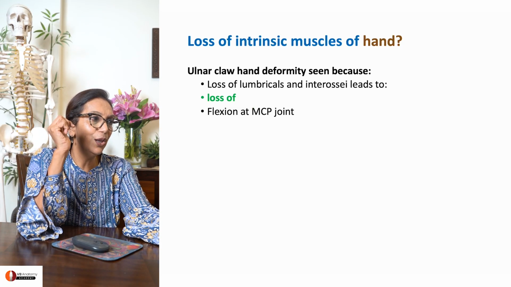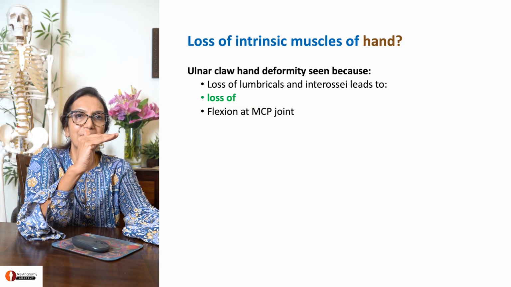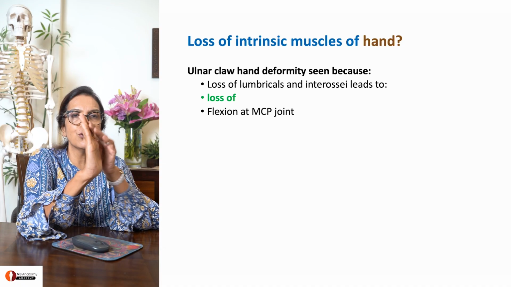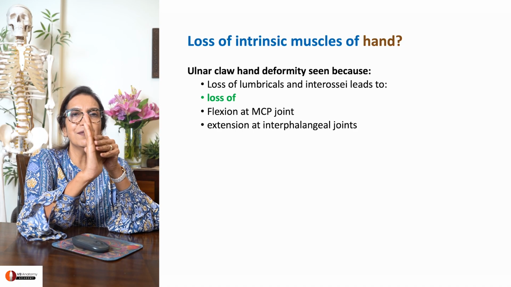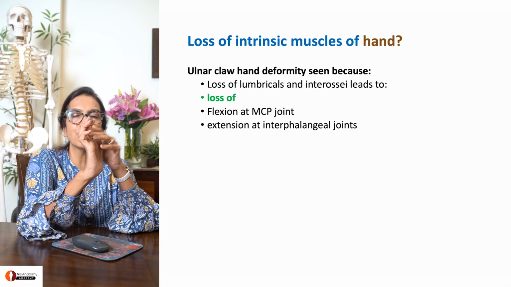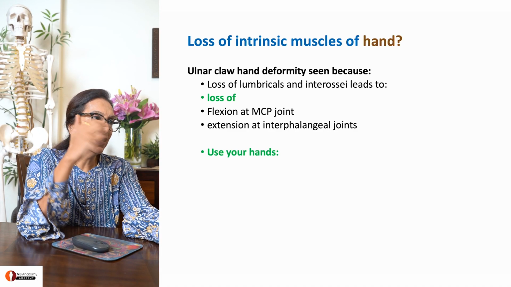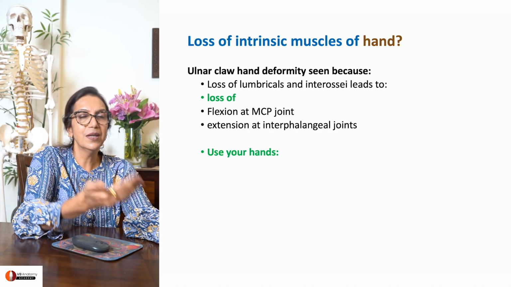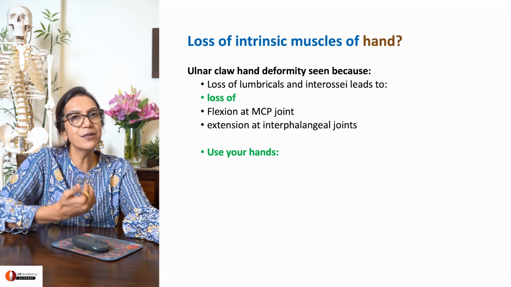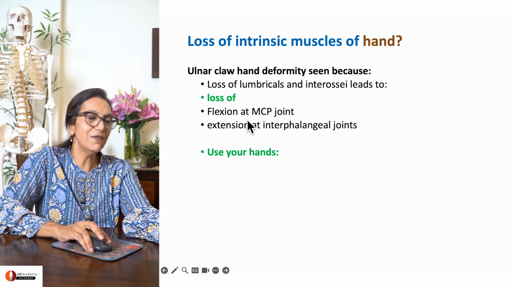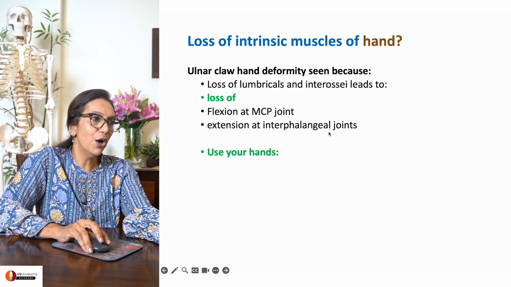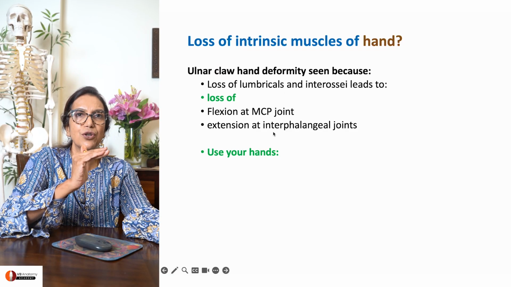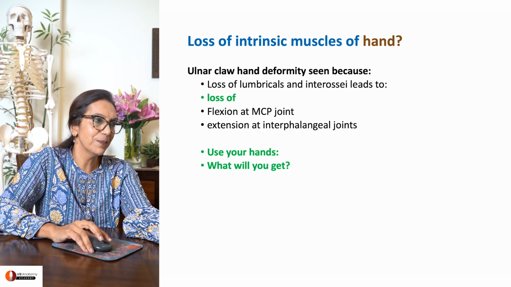So what are you losing? Understand it again. Loss of flexion at metacarpophalangeal joint. This is lost. So extension will happen. Loss of extension at interphalangeal joint. So there will be flexion. Claw. So whatever you lose, the hand goes in opposite of that. So loss of flexion at metacarpophalangeal joint, your hand goes into extension. Loss of extension at interphalangeal joint, your hand goes into flexion. It's simple.